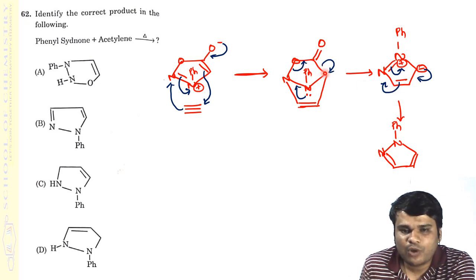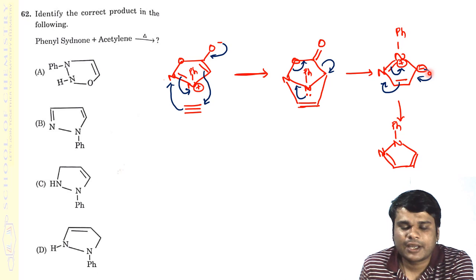Now because the bond electrons have shifted towards this, here there will be a minus charge, and because this has given its lone pair, there will be a plus charge over this. If you again consider the delocalization, if I shift the minus charge here, this pi bond here, and this double bond onto nitrogen, I'll get this as the product.